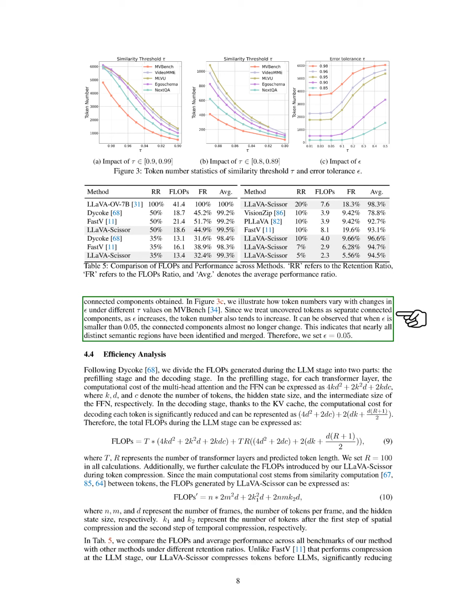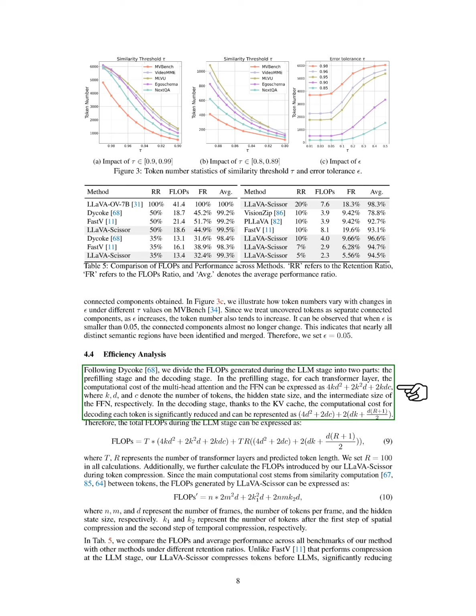Section: Efficiency Analysis. In this section, we analyze the efficiency of our approach. Following DyCoke, we break down the floating point operations, or FLOPs, during the large language model, LLM, stage into two phases: the prefilling stage and the decoding stage. In the prefilling stage, the computational cost for each transformer layer involves multi-head attention and feed-forward networks, which we can express in simpler terms as a combination of factors related to the number of tokens, hidden state size, and intermediate size of the feed-forward network.